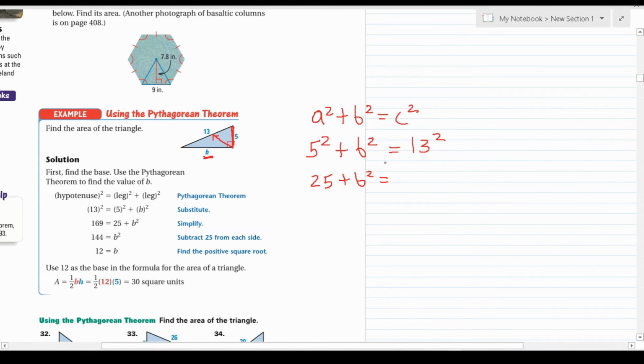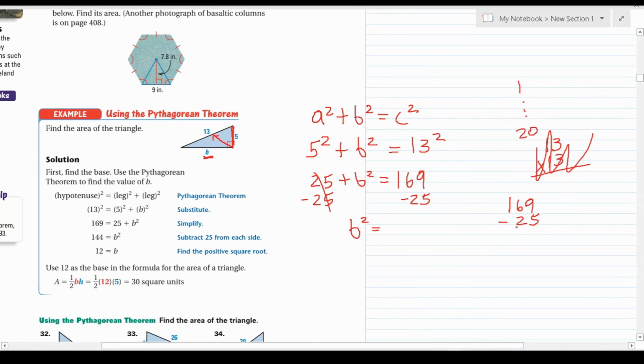In the video in which I discussed the Pythagorean theorem, I said you should know your squares from 1 to 20. 13 squared is 169. Again, 13 squared would be the same as 13 times 13, which I'm not going to work out. Now we're just solving for b squared, so we want to get b by itself. So we're going to subtract 25 from both sides. This is going to leave you with b squared equals 169 minus 25.